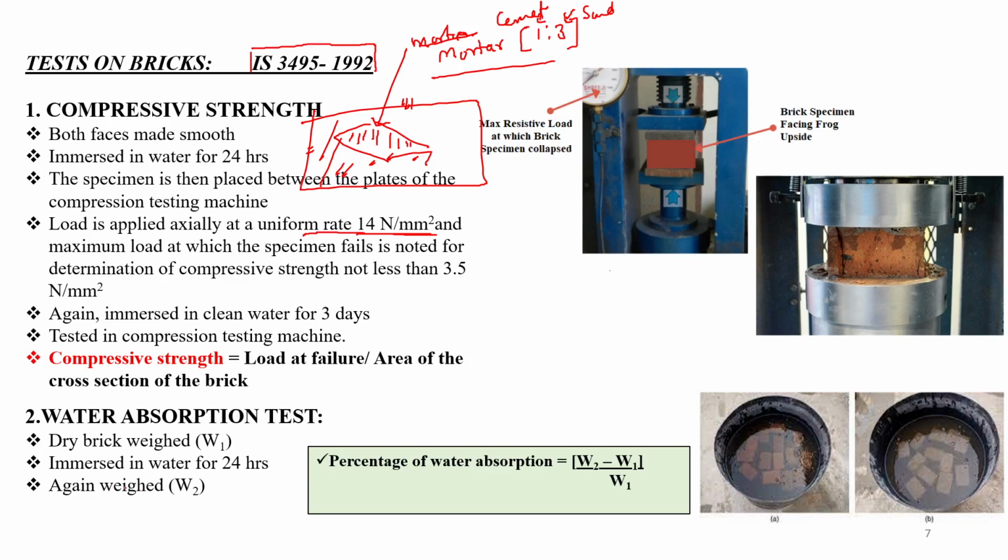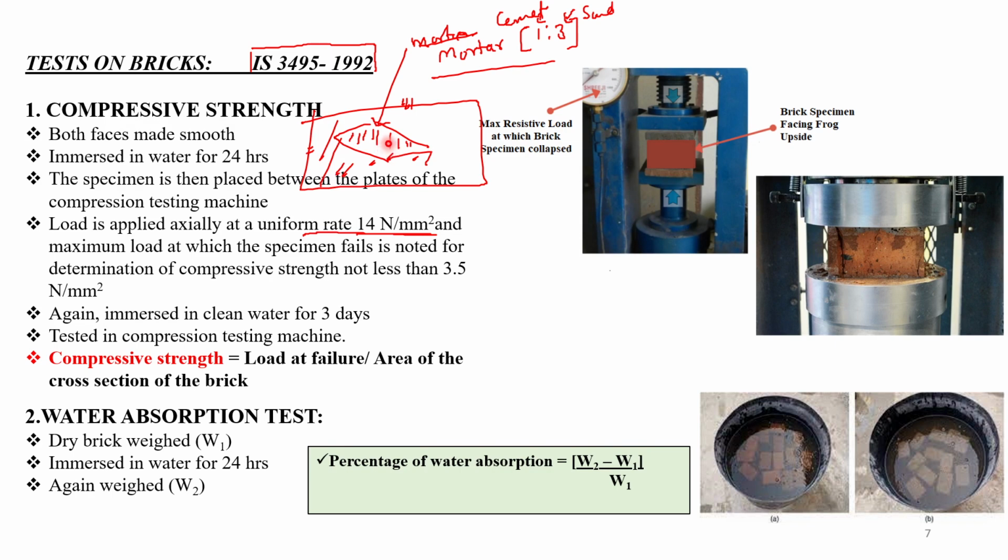First of all, we will put the brick in water for 24 hours. Then we will fill the frog by using 1:3 mortar. Then for 24 hours we will put the brick in damp climate, and after that for 3 days again we will put the brick in water. After 3 days we will take the brick out of the water. We will clean all the surfaces using a damp cloth. Actually, we are doing this procedure only for applying uniform loading.